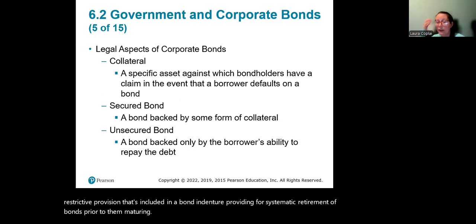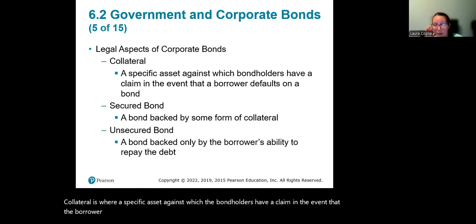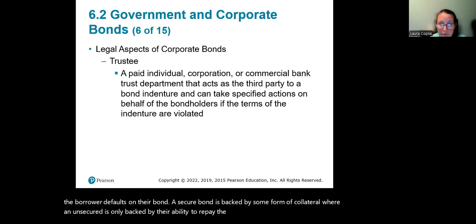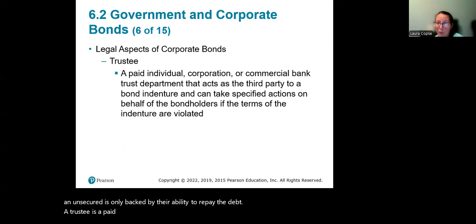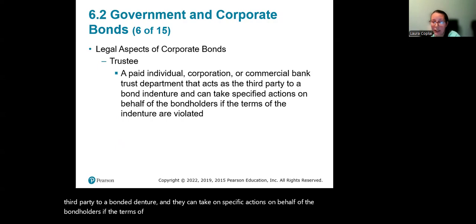Collateral is a specific asset against which the bondholders have a claim in the event that the borrower defaults on their bond. A secured bond is backed by some form of collateral, whereas an unsecured bond is only backed by the issuer's ability to repay the debt. A trustee is a paid individual, corporation, or commercial bank trust department that acts as a third party to a bond indenture, and they can take specific actions on behalf of the bondholders if the terms of the indenture are violated.